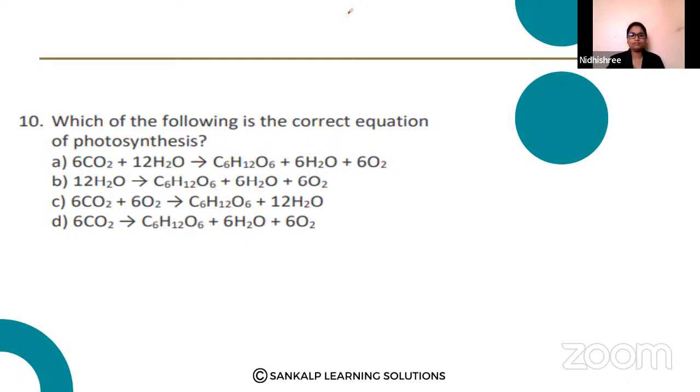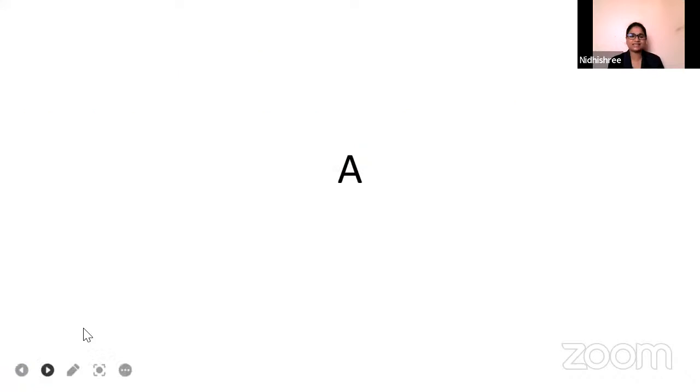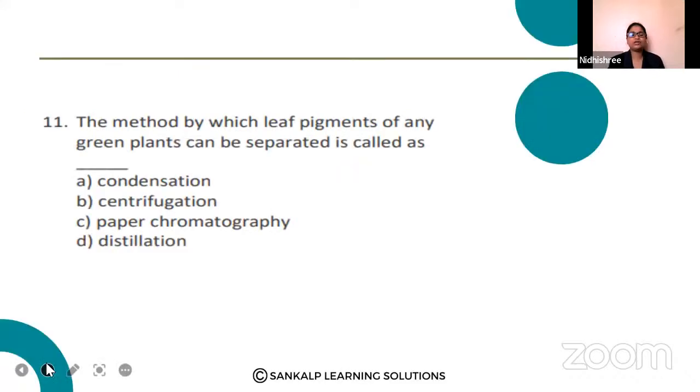Okay. What about YouTube students? Most of them voted for option A. Be fast, guys. Great. YouTube students also answered option A. So 6CO2 plus 12H2O gives C6H12O6 plus 6H2O plus 6O2. So that is the right answer. Option A is the right answer. Good going.